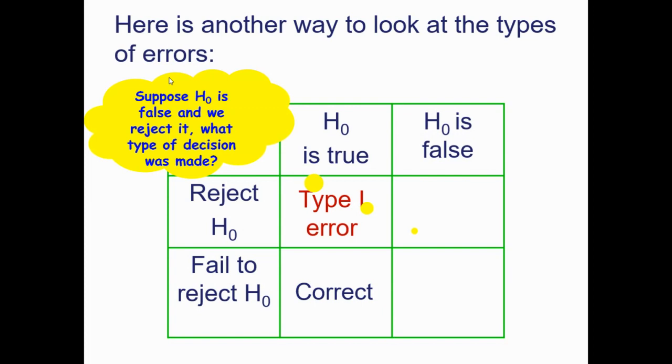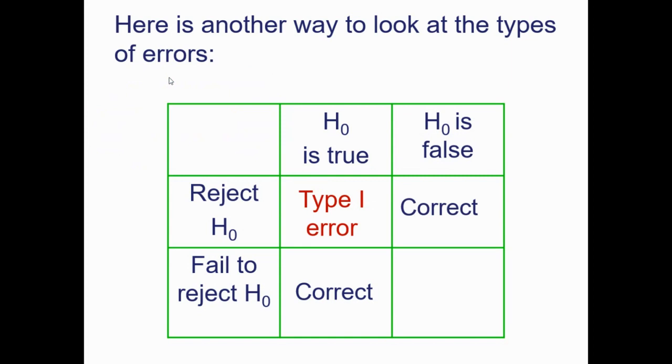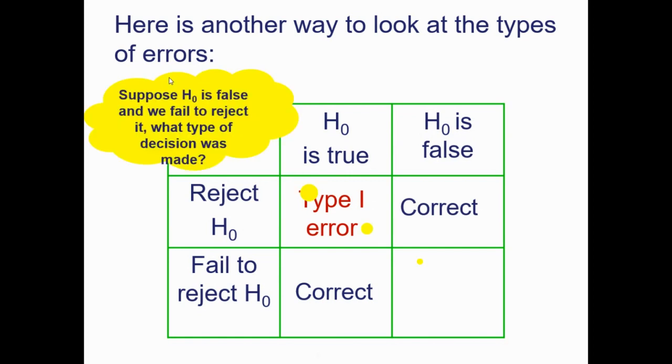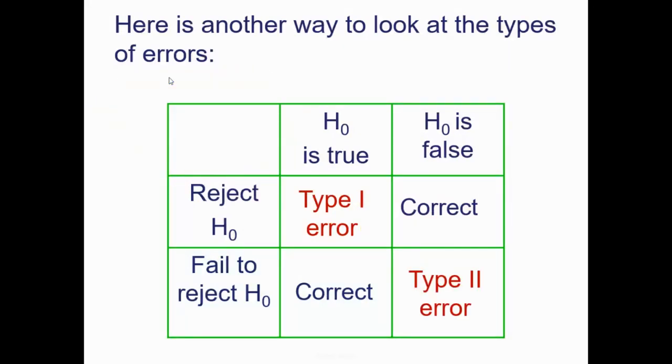Now let's go to the next box. When the null is false and we reject it, what kind of decision was that? That's the correct decision. And then the last one, the null is false, and we fail to reject it. Type 2 error.